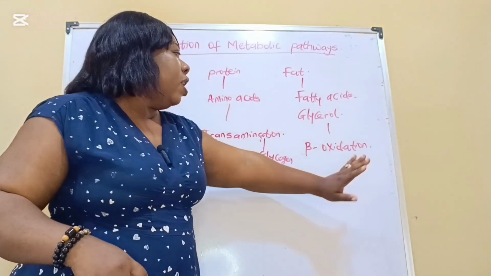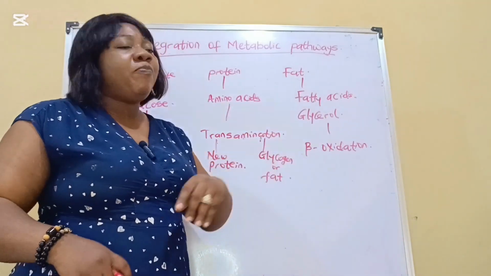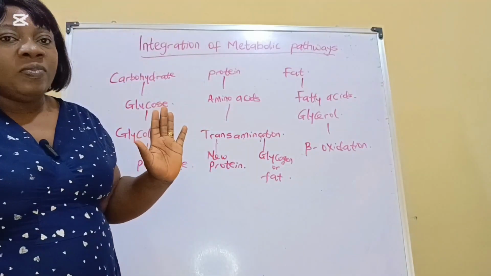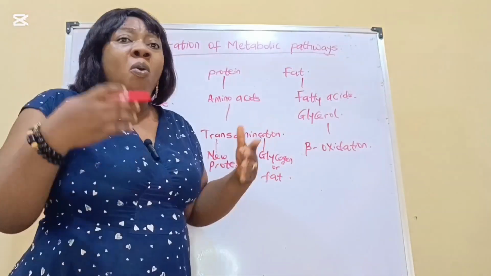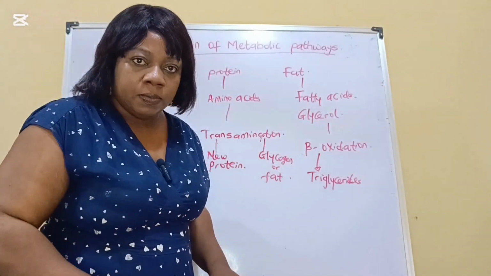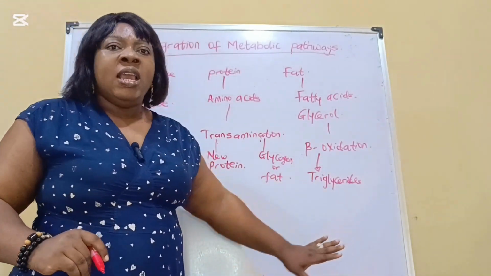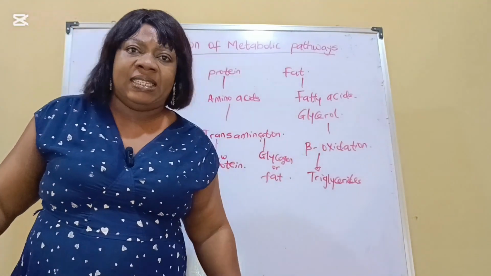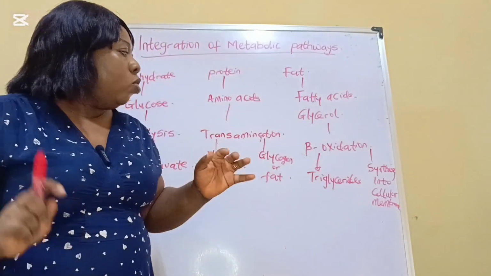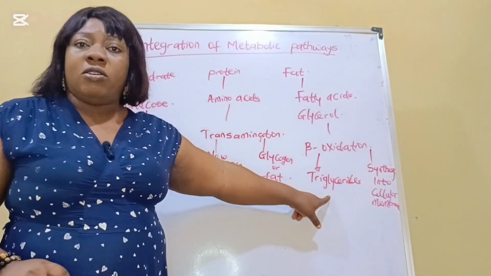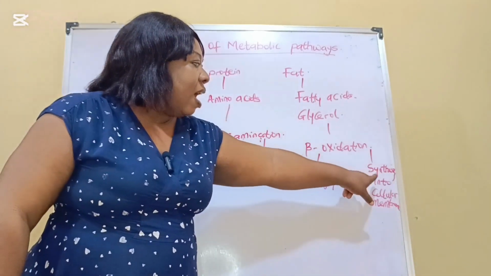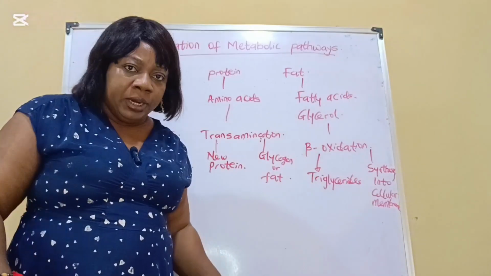Now let's move on to the third one, which is fat. We have beta oxidation. What will happen there? Different things can also happen under beta oxidation. One, the product can be converted to triglyceride, which can be stored in fat cells. Another thing is that it can also be synthesized into cellular membrane.